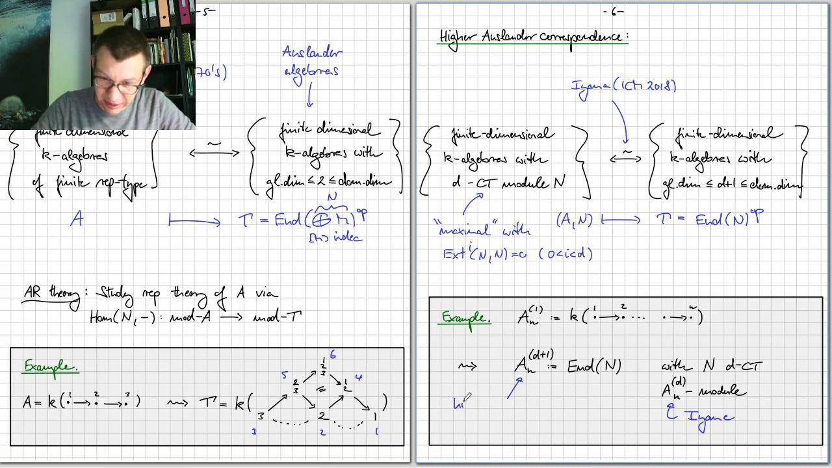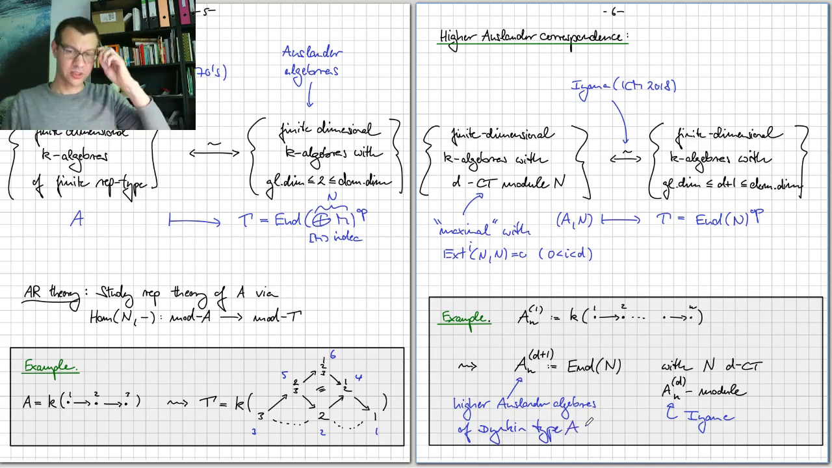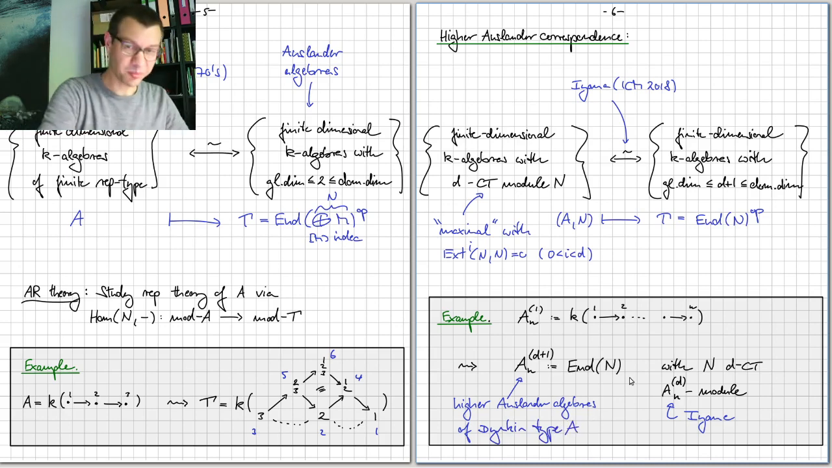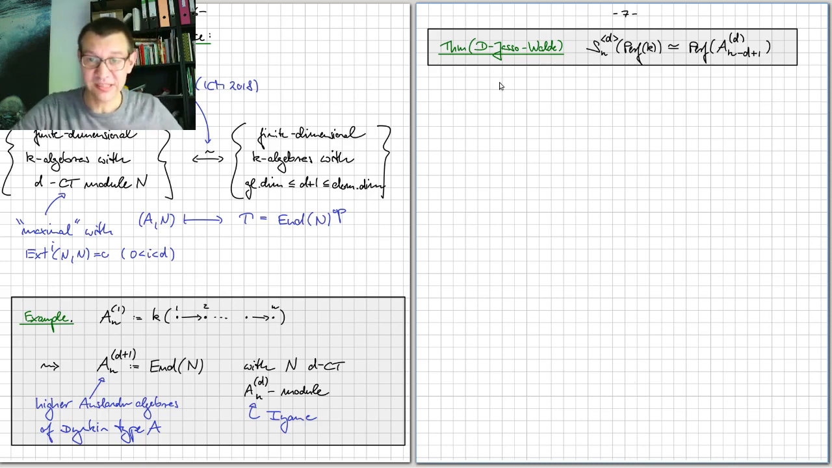Okay, so this is an interesting class of examples. And so these are called higher Auslander algebras of Dynkin type A. Okay. And so what's the point? The point is, so that's the first theorem, is that in fact, we will explain this in a little more detail.